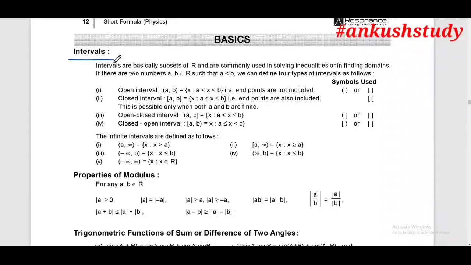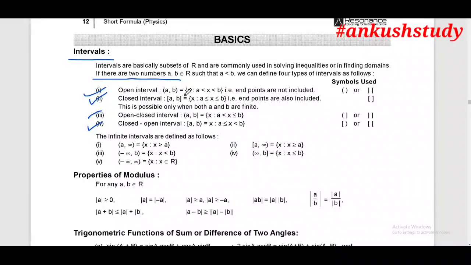Intervals are basically subsets of R and are commonly used in solving inequalities or in finding domains. If there are two numbers a, b belonging to R such that a is smaller than b, we can define four types of intervals as follows: open interval, closed interval, open closed interval, and closed open interval. These are the symbols used in all the intervals. Now we will discuss all the intervals.